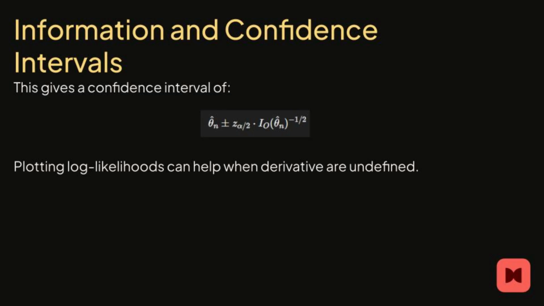It's the MLE plus or minus a z-score, based on our chosen confidence level, times the square root of the inverse observed information. Sometimes the log likelihood isn't differentiable, like in the uniform distribution example from earlier courses. In those cases, plotting the log likelihood surface can really help.